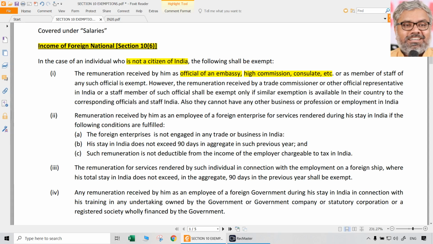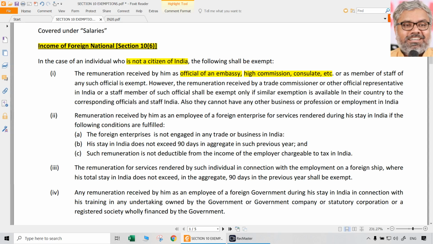Foreign diplomats. That is a general word you can remember, but specifically when you write it, officials of an embassy, high commission, or a consulate, or even member of the staff of such official is also exempt. So, for example, the secretary to foreign ambassador is a staff. He himself is not an embassy official, but still he is a staff of that ambassador, which means the salary of that person also would be exempt. So that is one of the exemptions given to foreign nationals who are foreign diplomats working in India.